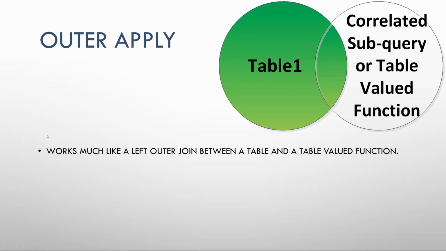Next, we have the outer apply, and this is a lot like, instead of an inner join, a left outer join between a table and a table valued function. And you may wonder, is there any equivalent to a right outer join? And no, it's either cross apply or outer apply. One of them acts like an inner join, the other one acts like a left outer join.